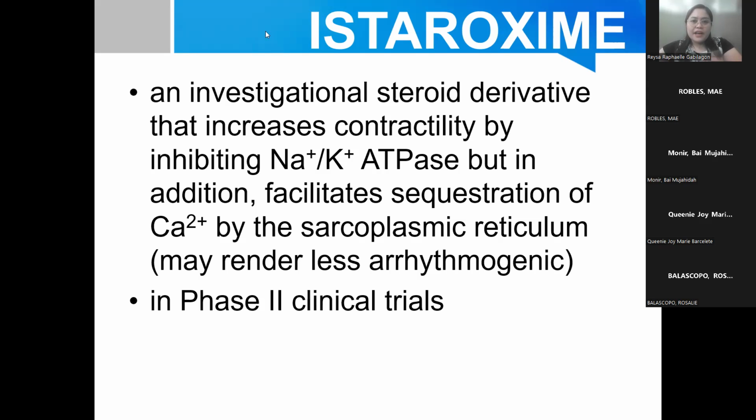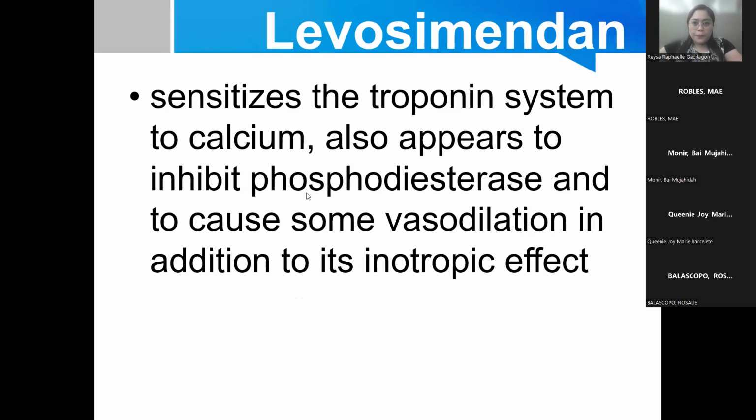Okay? So again, Istaroxime is still in phase 2. Now, aside from Istaroxime, we have another drug that is also not commonly used for heart failure, but nevertheless it can also be used. We have levosimendan. Okay? This is the name of the drug. Levosimendan. What is its activity? How does it help the heart of a patient with heart failure?